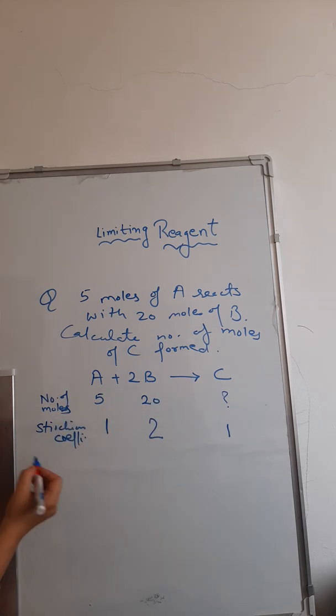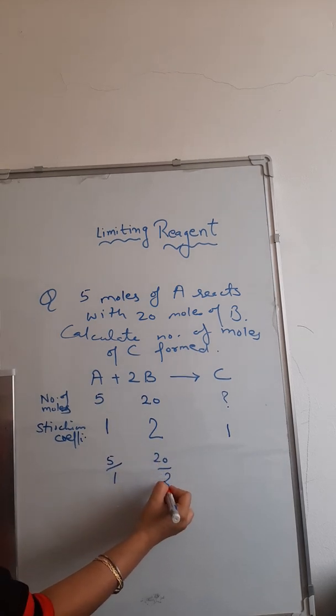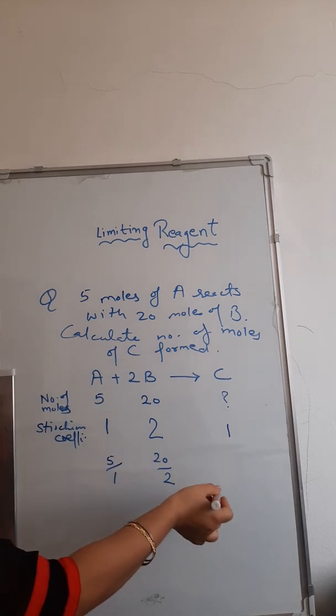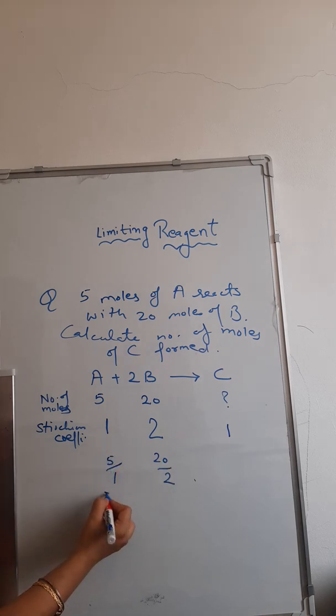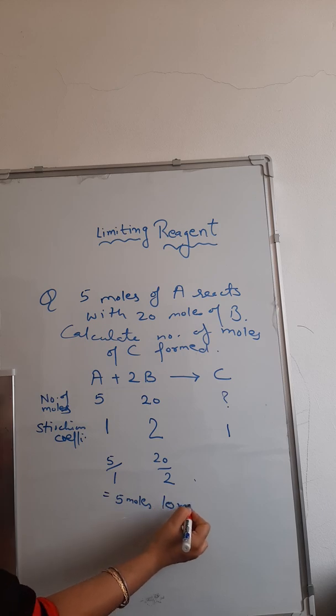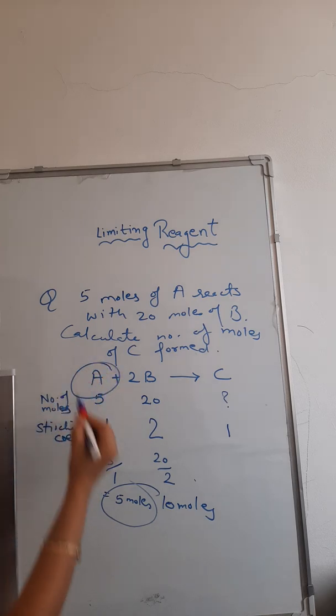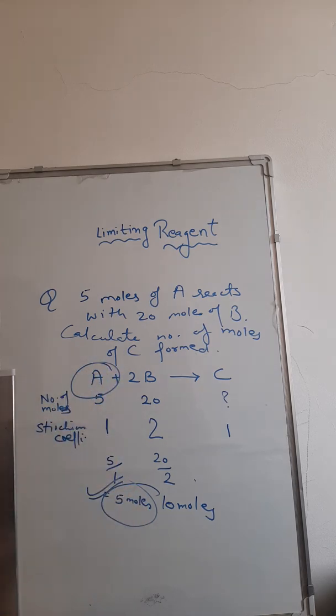Okay, third trick. First you have to find the mole ratio: 5/1, 20/2. We won't calculate it for C now. So what will be the answer? 5 moles for A, and for B it comes to 10 moles. Which has the minimum ratio? This is 5 moles. So in this question, out of A and B, A is the limiting reagent because its ratio is the minimum as compared to 10. It is less than 10.